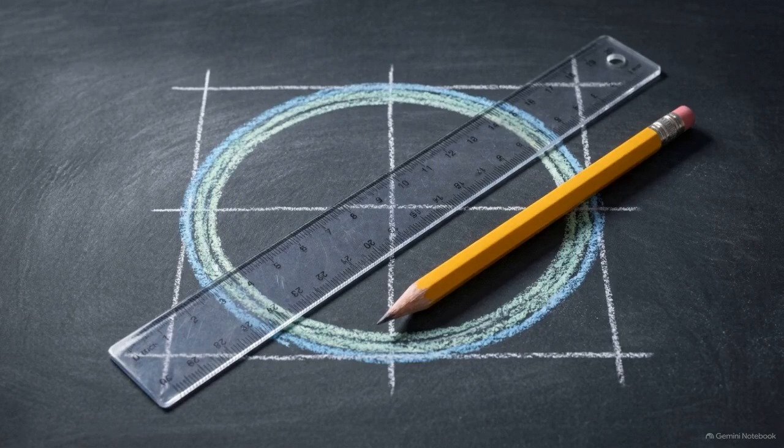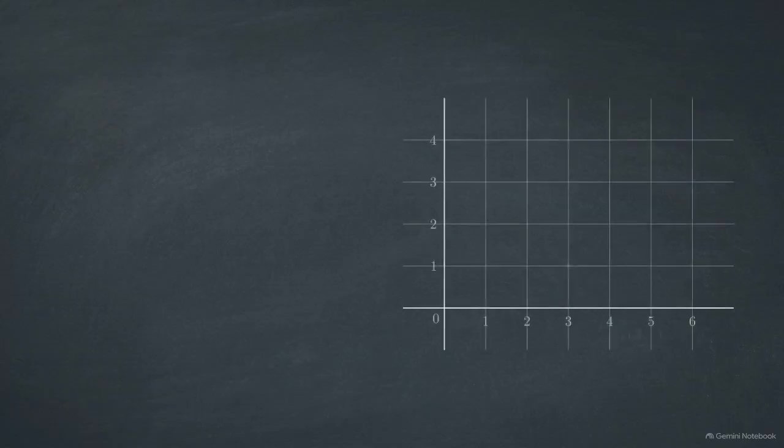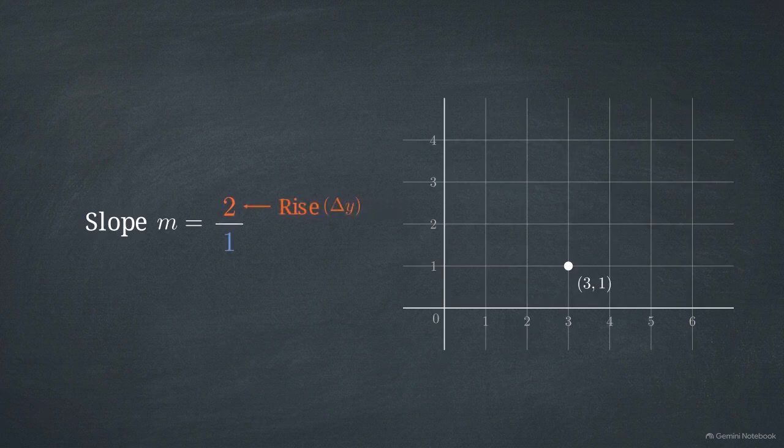Next, we will add a straight line to the same graph by determining its slope. Slope is defined as rise over run. It is the vertical change in y divided by the horizontal change in x. We will plot a line that passes through the point (3, 1) with a slope of 2. To use a whole number as a slope, treat it as the fraction 2 over 1. This gives you both your vertical rise and your horizontal run.